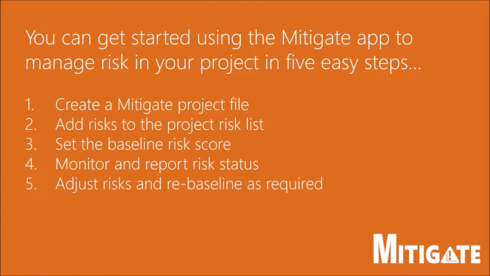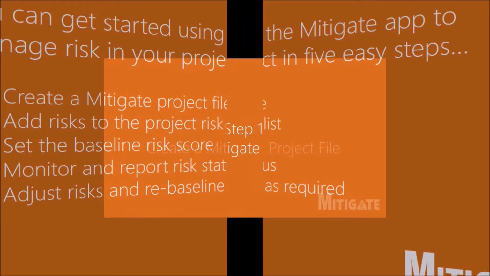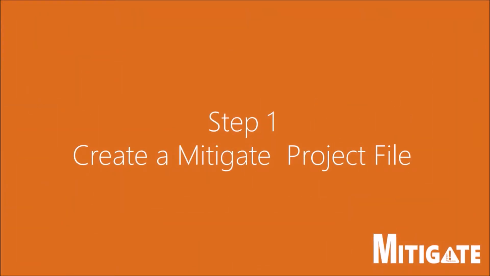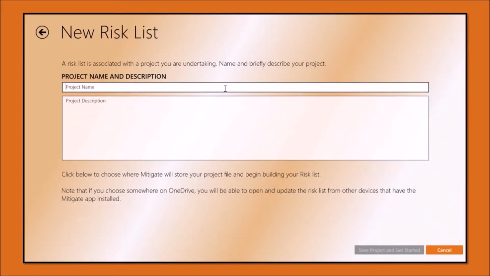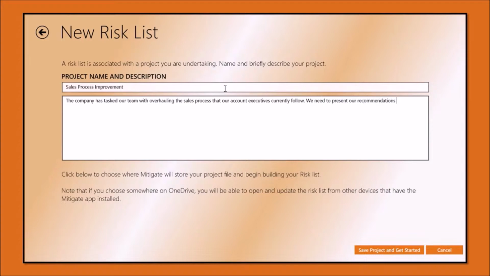From Mitigate's main screen, select the option to create a new project. Mitigate will present you with a page where you will name and briefly describe the project you are working on. Fill in the details, then click or tap the button to save the project file. Note that if you choose to save your project file to OneDrive, you will be able to work with a project from any of your devices, so long as they have Mitigate installed.